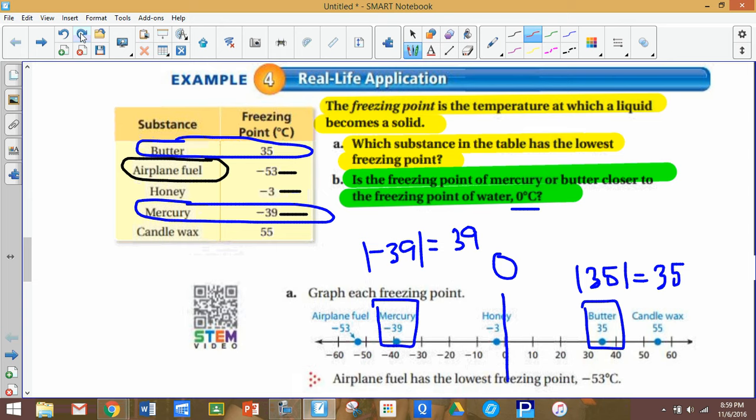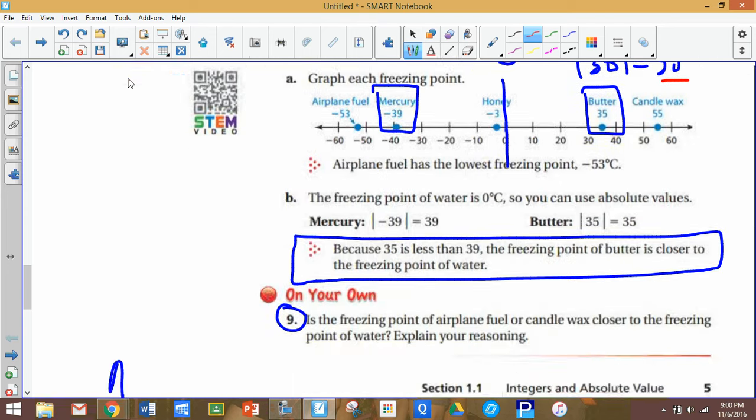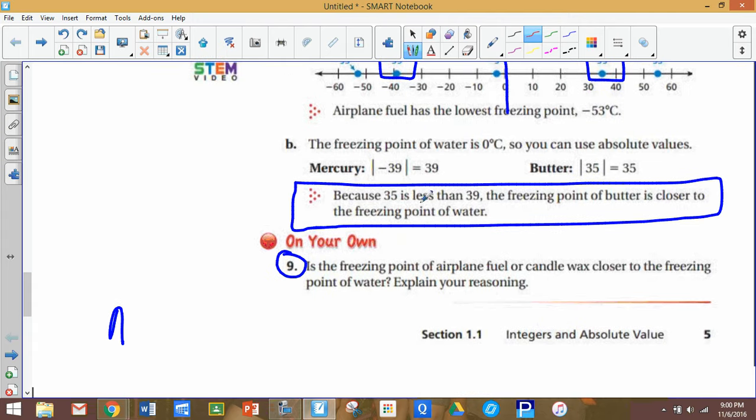So which is bigger, 39 or 35? 39 is bigger. Oh, I'm sorry, that's the furthest away. Closest would be butter, 35. Okay, so now, 35 is less than 39, so the freezing point of butter is closer to the freezing point of water.